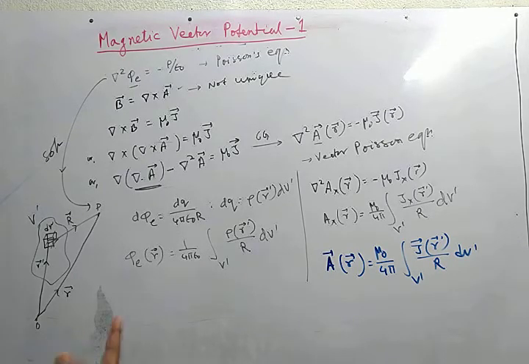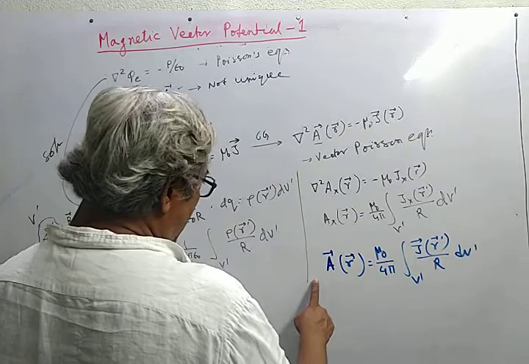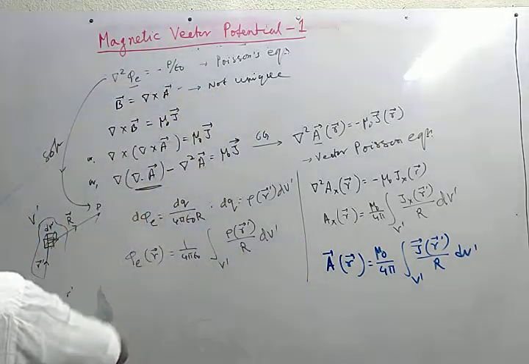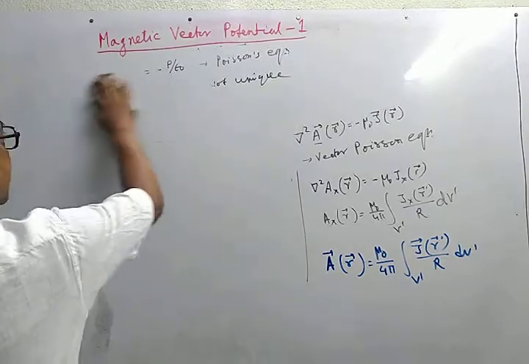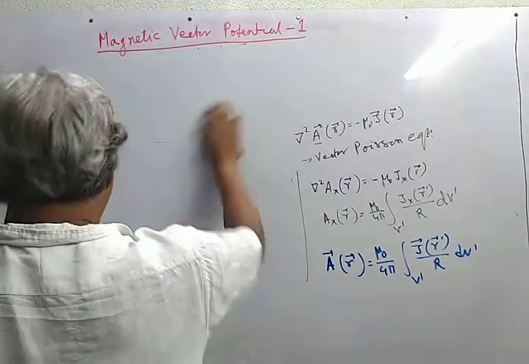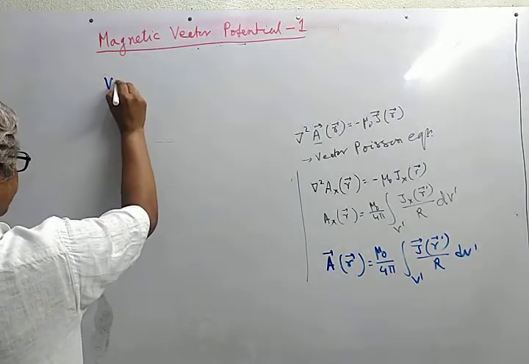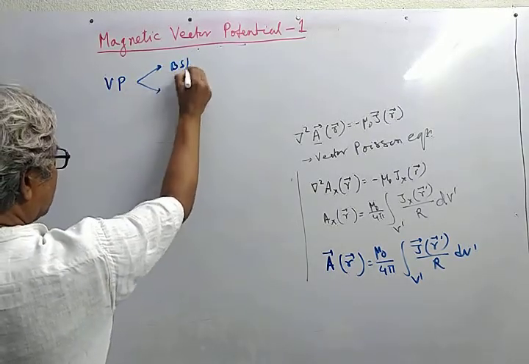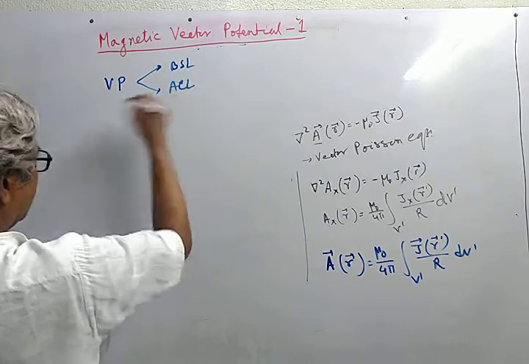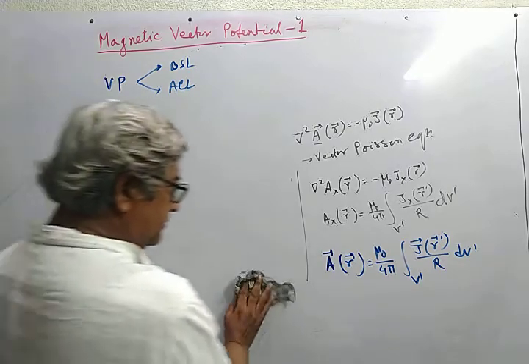Now, before going further, I want to show that the expression for the vector potential leads to the Biot-Savart law and the Ampere circuital law. That is, starting from the vector potential, we want to go to the Biot-Savart law and the Ampere circuital law, and this is our objective right now.